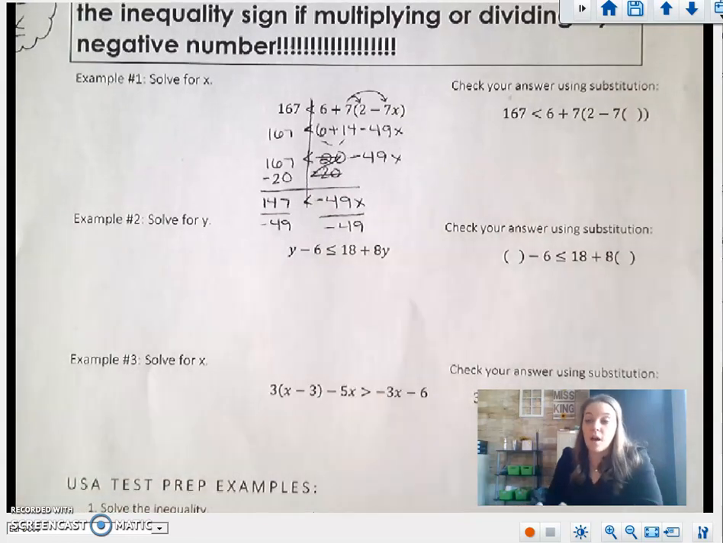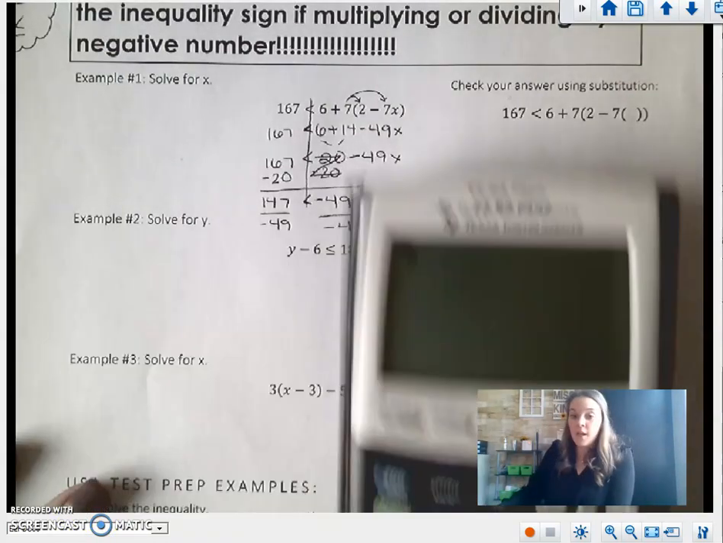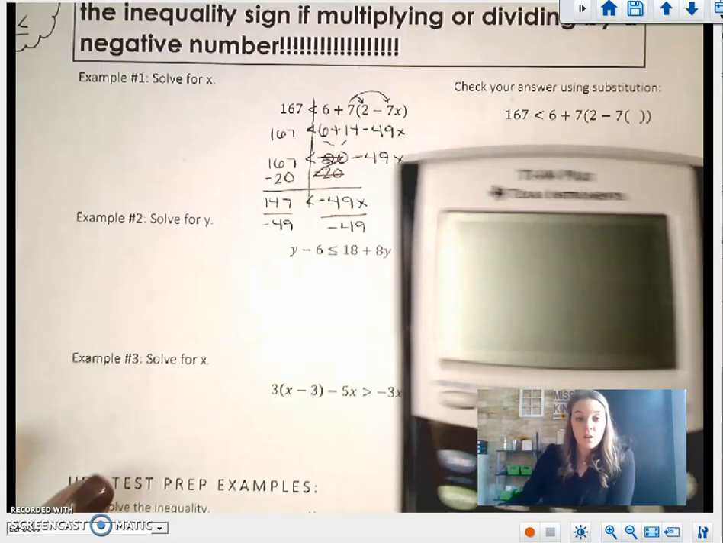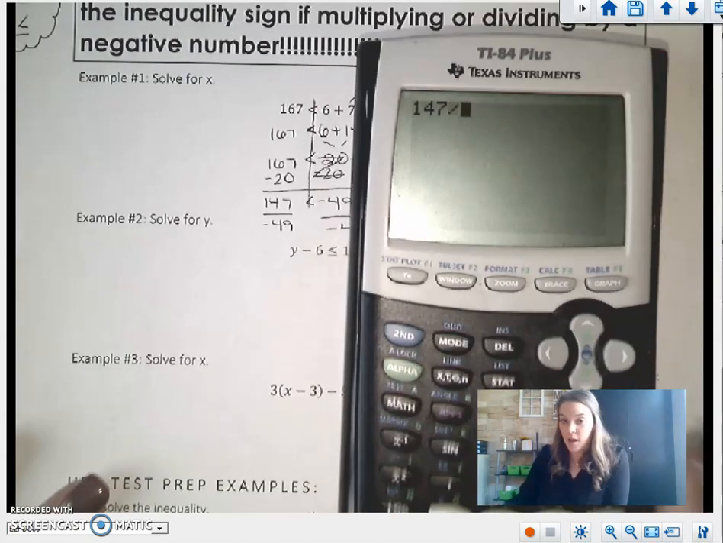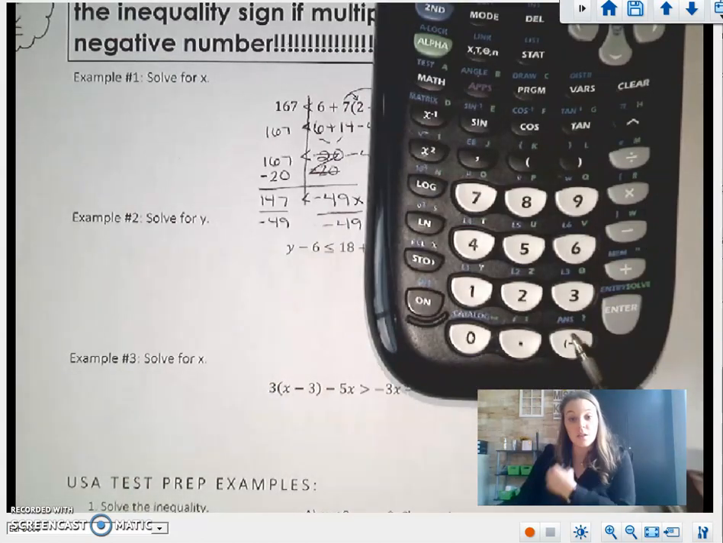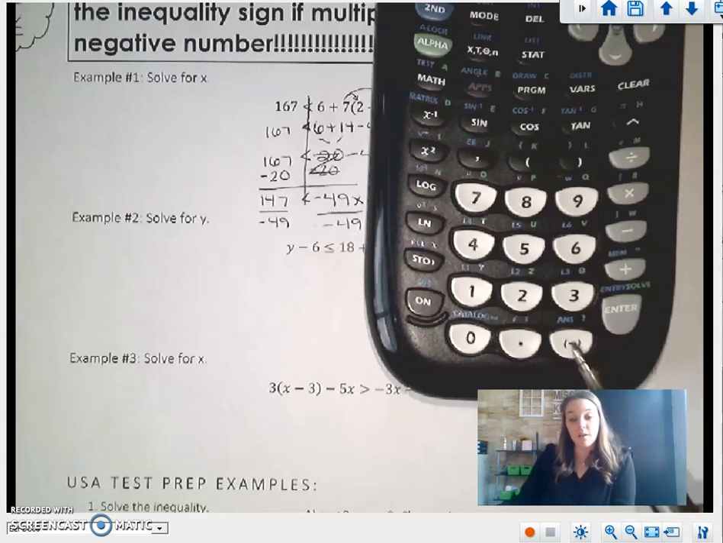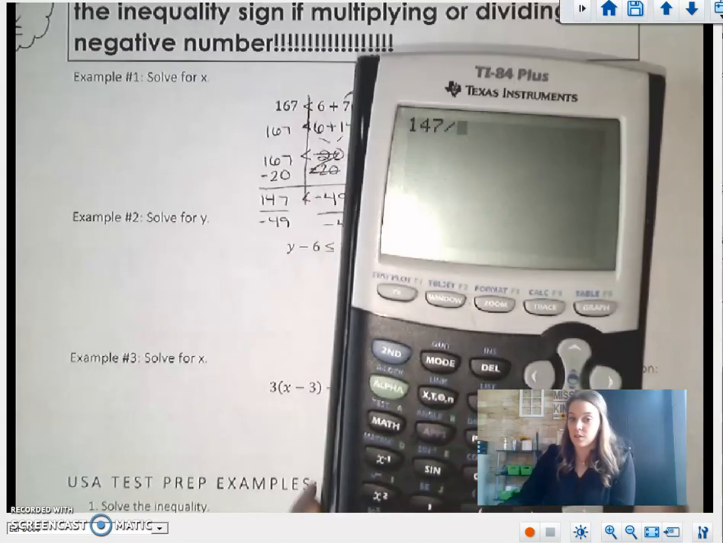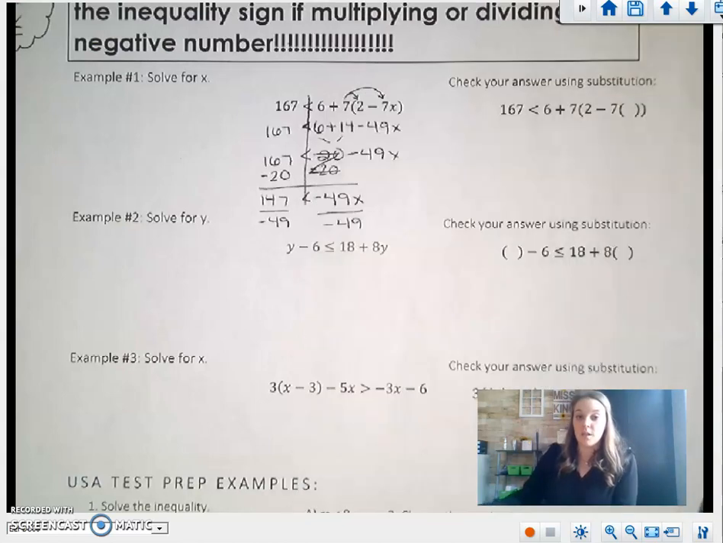So when I grab my calculator, I'll be back. Gotta grab a calculator. I'm back. So when you grab your calculator and you do this division, we have 147 divided by negative 49. The negative symbol is the symbol under the 3. If you use a subtraction sign, it's going to give you an error. So every time you're trying to type in a negative, make sure you're using this symbol here. So 147 divided by negative 49 gives me negative 3.